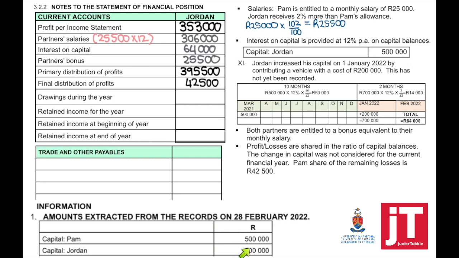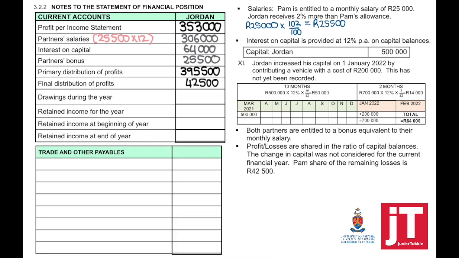balances of Pam and Jordan, both at a capital balance of 500,000. This means that the ratio is 1:1. It will be equally shared. They provided the share of the remaining losses is 42,500. They specifically said it's a loss, so it must be shown in brackets.